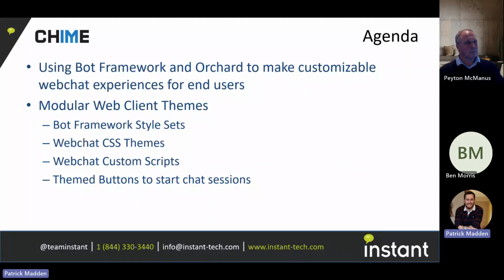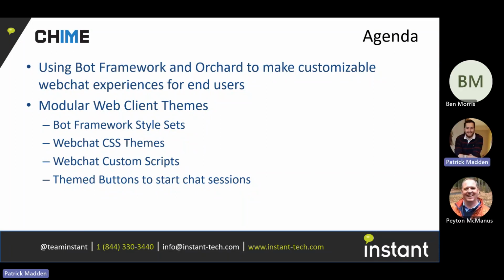Yep. Thank you, Peyton. And first to cover what technologies we're using, Chime V5 is built on top of Orchard Core. And then for the web client, we're using Bot Framework Web Client. Those two things allow us to make very modular web client themes where we can, as Peyton described, add CSS, custom scripts, and custom Bot Framework style sets to have a very customizable and brandable web client experience for customers.